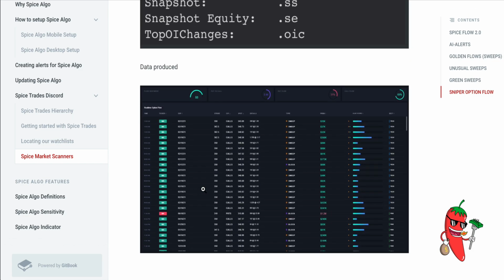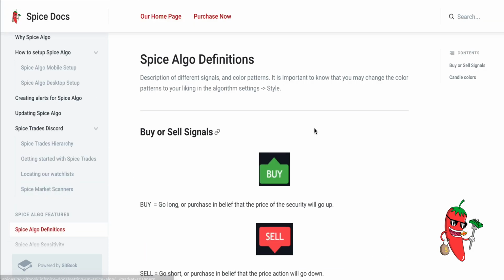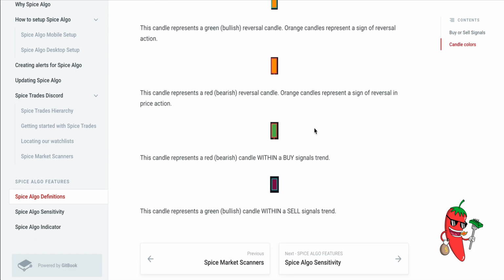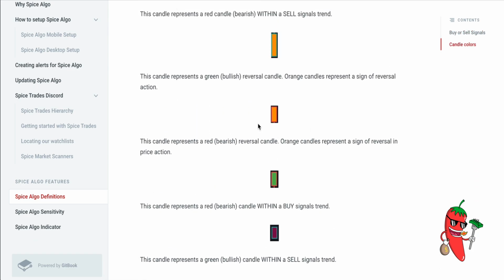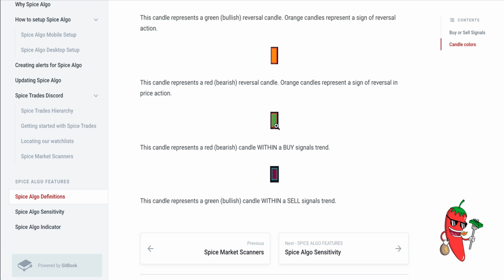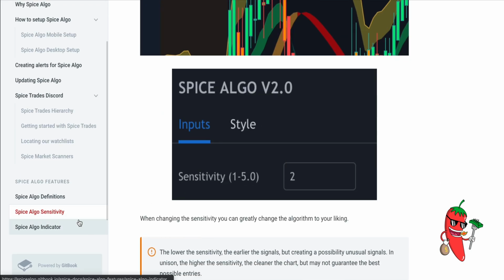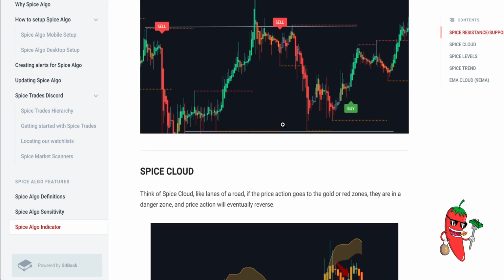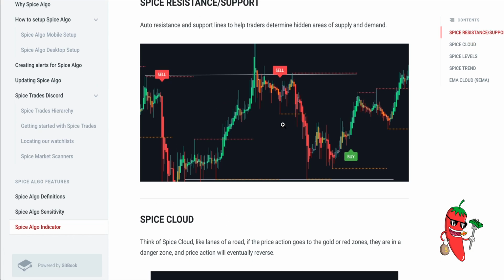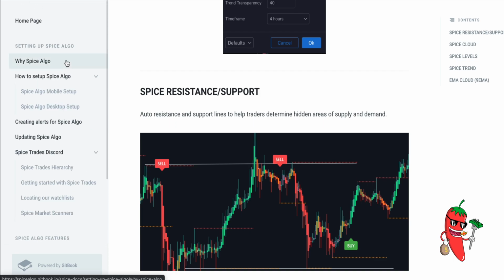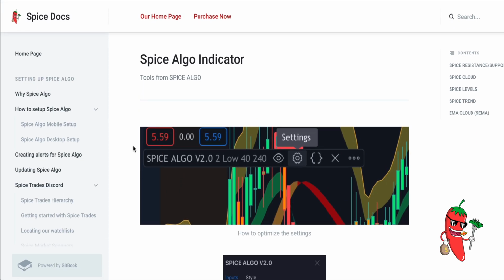The commands, data produced, Spice Algo definitions, what every single candle standard color means, by the way, because you could change the candle colors, but the standard colors, what exactly they mean, the sensitivity breakdown, the indicator, and what strategies you could pretty much follow afterward. How to update everything. Sorry, I need to stop saying everything, but it is up to date to a point that you can understand how to use everything in our group now.